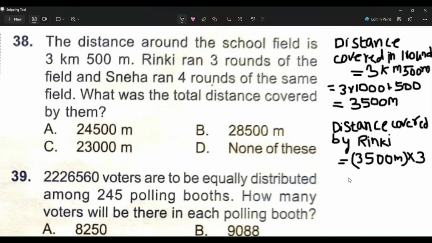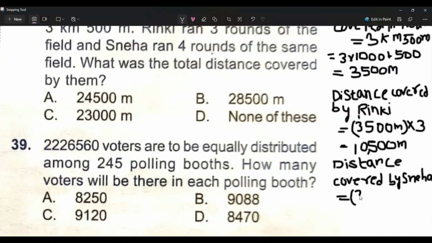So distance covered by Rinki is equal to 3500 meters into 3. 3 zeros are 0. 3 zeros are 0. 3 5s are 15, 1 carry. 3 3s are 9. 9 plus 1 is 10. 10,500 meters. In the same way, distance covered by Sneha is equal to 3500 meters into 4. 4 zeros are 0. 4 zeros are 0. 4 5s are 20, 2 carry. 4 3s are 12. 12 plus 2, 14. So 14,000.